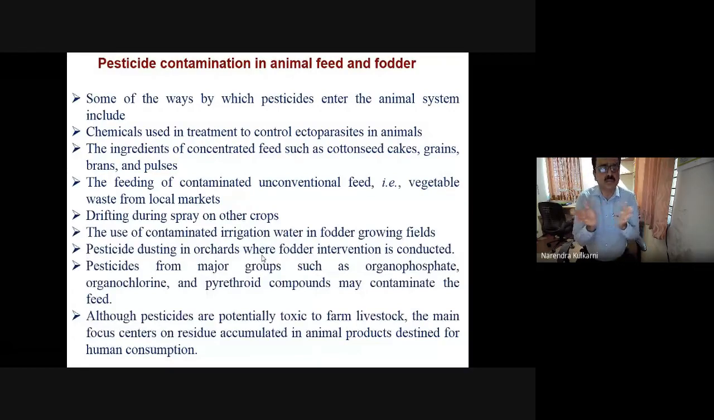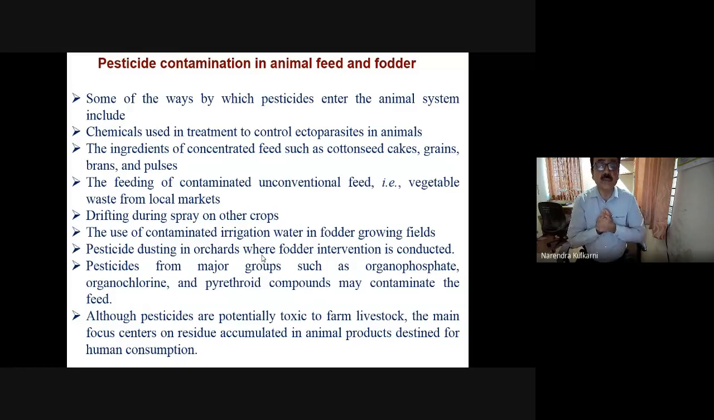Yes, we are now coming up with this horticulture system, where forages are grown in orchards like mango. Because mango is a high value crop, it needs to be treated for powdery mildew and for leaf hoppers. So yes, pesticide sprays are required, and sometimes the drift is carried to the forage crops. So pesticides from major groups such as organophosphates, organochlorines and pyrethroids may contaminate the feed also.